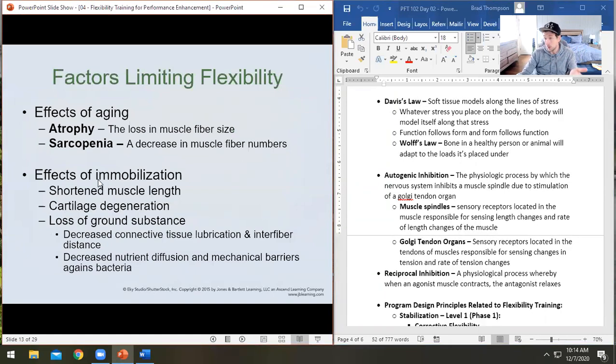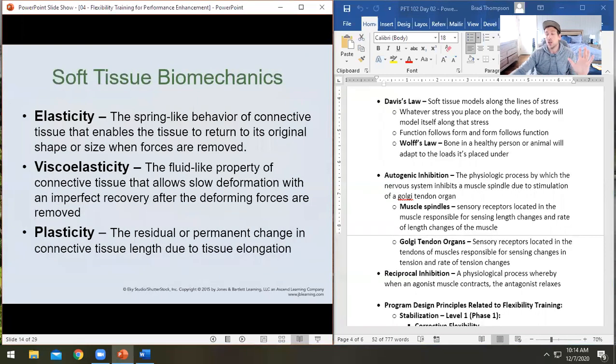If you immobilize a joint, like if you break a bone and you're stuck in a cast or in a sling or something like that, that's also going to decrease your mobility. Basically, we're looking at all of these things that are reducing how mobile your muscles are, right? So a lot of this is talking about a lack of range of motion. We lose our elasticity. We lose our plasticity.